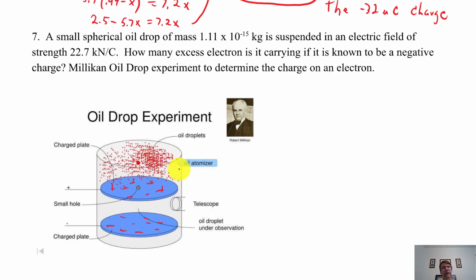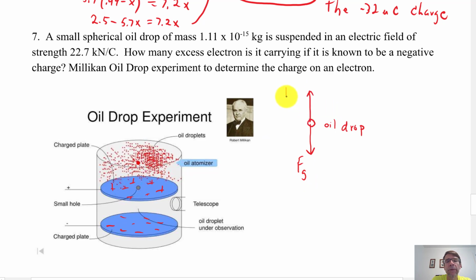But what happens is if an oil drop comes through there, gravity's trying to make it fall. But if it's got a negative charge on it, the negative charge is going to repel it. So the free body diagram for an oil drop, here I'm going to go off to the right here. If this is the oil drop, if it's got a negative charge on it, first of all, gravity's trying to pull it down. Force of gravity, F sub G. If it's got a negative charge, that bottom plate is negative, then there'll be an upward force, force of E.